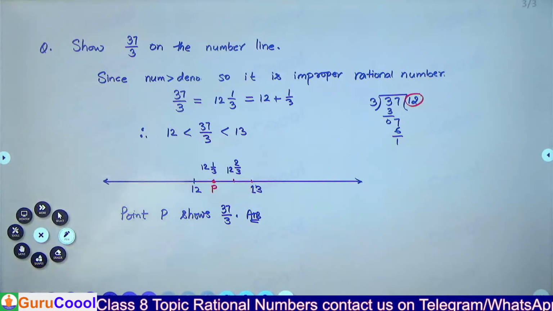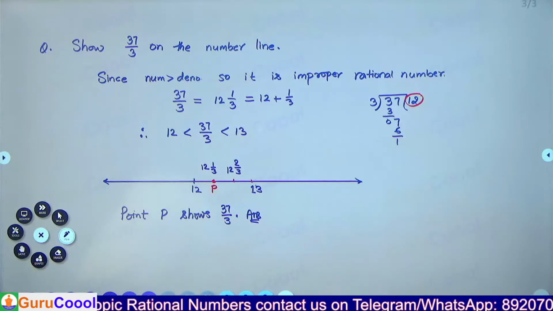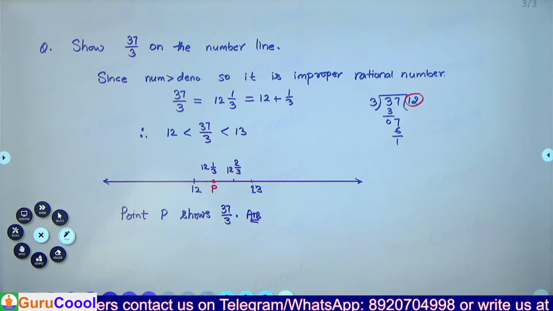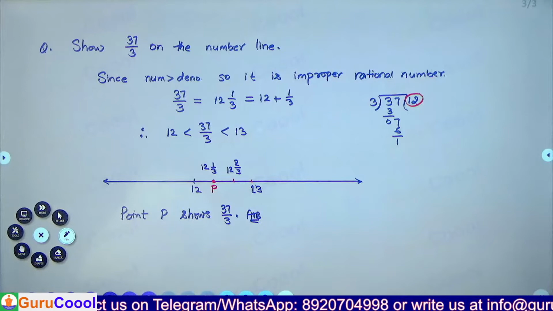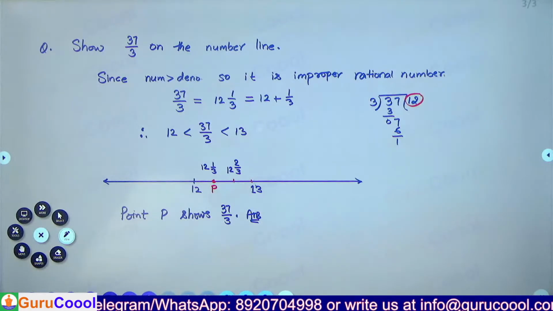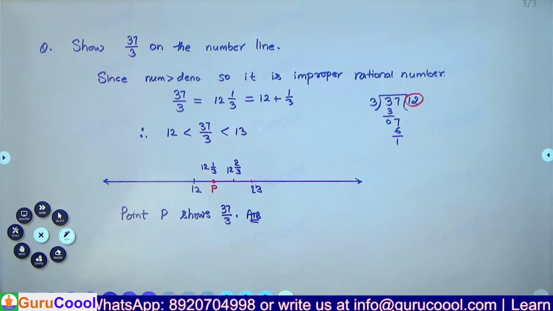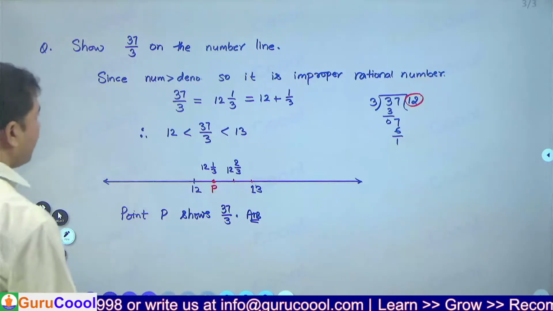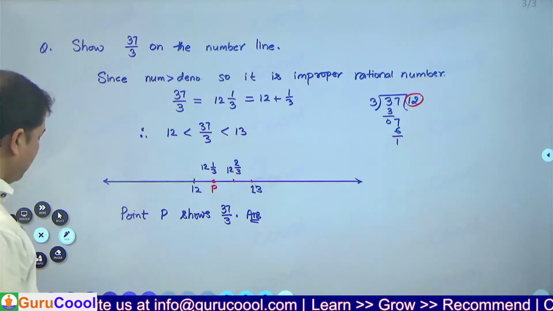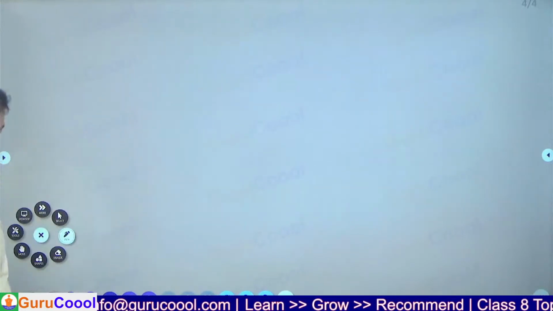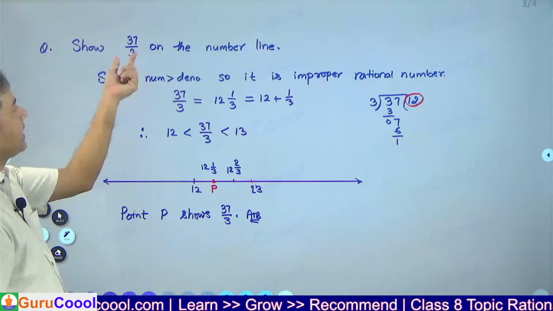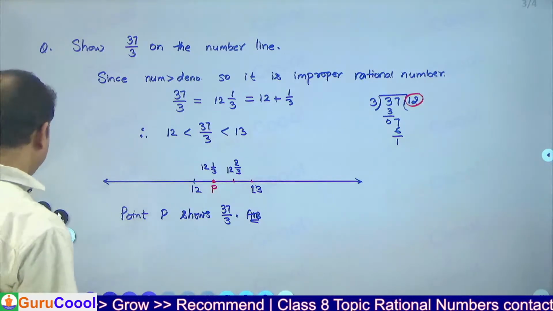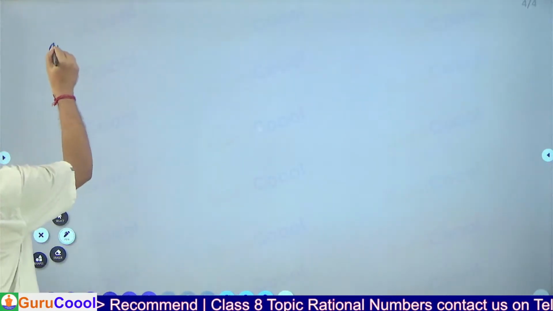If any doubt, you can let me know. Any question? No, sir. So here we have studied about improper rational number, how to show improper rational number. Now try this question.